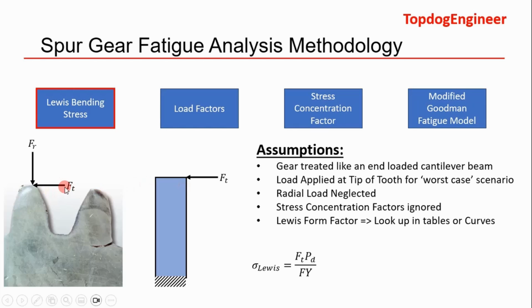You have two loads on a spur gear. As it rotates, you have a radial load and a tangential load. The radial load is neglected in the calculations, and stress concentration factors are generally ignored, but we're going to improve this model by including that in our calculations. This is the general equation. You have your tangential force multiplied by the diametral pitch of your gear, divided by the face width of the gear, and then you have to determine this Lewis form factor, which you can look up in tables, and I showed how to fit a best fit line to that in a previous video.